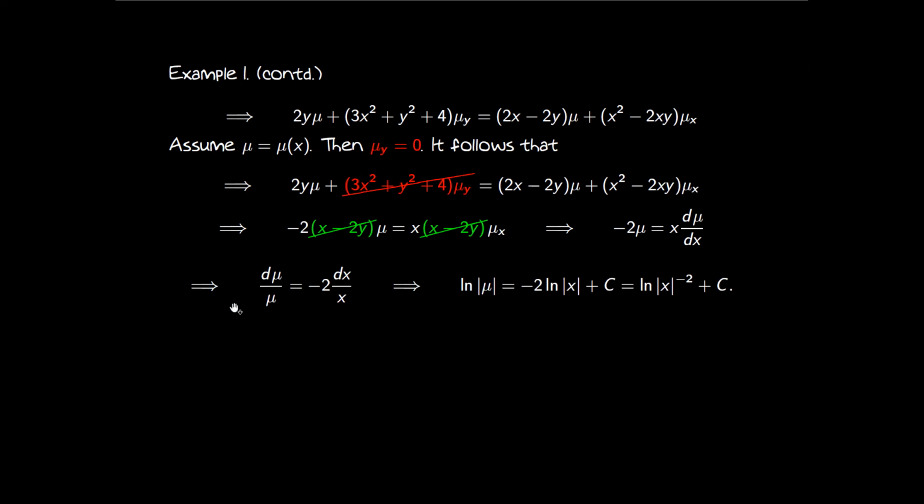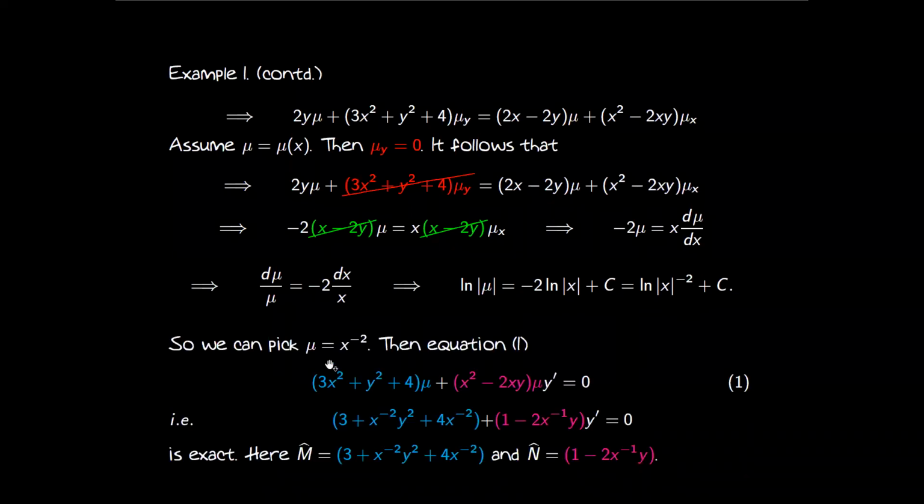You will see this will give you the natural log of mu, and this part, you're going to get negative twice of natural log of x. We apply the properties of log, bring the coefficient into the log. It will become the exponent, right? And then we notice that the mu is in the position of x to the negative 2. So we can pick our mu as x to the negative second power.